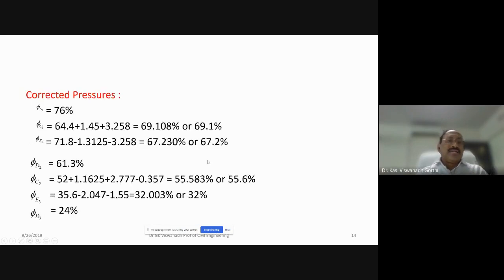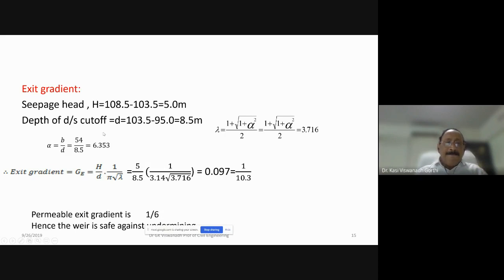So you have all the corrected pressures at the junction points D1, C1, E1, D2, C2, E2, and D3, C3, E3. For those points which are directly exposed outside, we don't need to calculate. For all other points, whether additive or subtractive, the pressures have been calculated. So these are the corrected pressures.